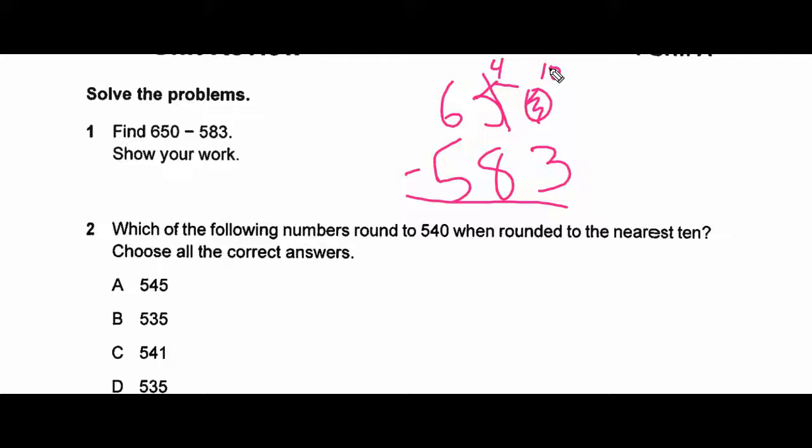4 minus 8, can I subtract 8 from 4? No. If the number at the top is smaller than the number on the bottom, I have to borrow from the number to the left. If I borrow 1 from 6, I get 5. The 1 that I borrowed goes next door to the right. Instead of 4, I get 14. And then I subtract.